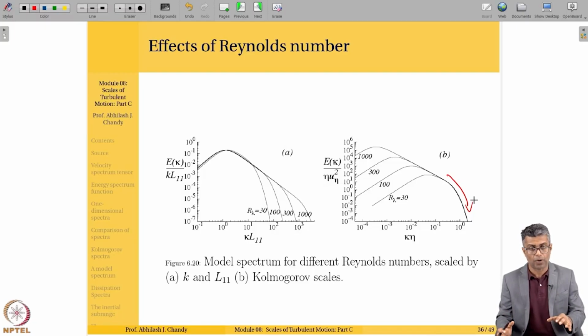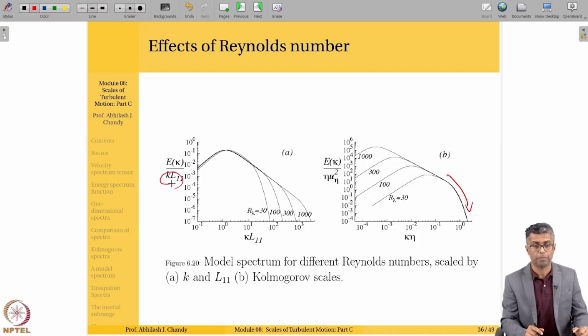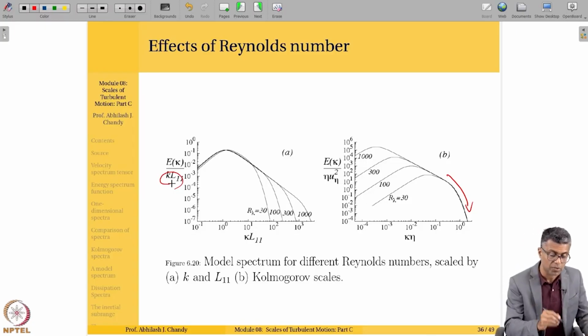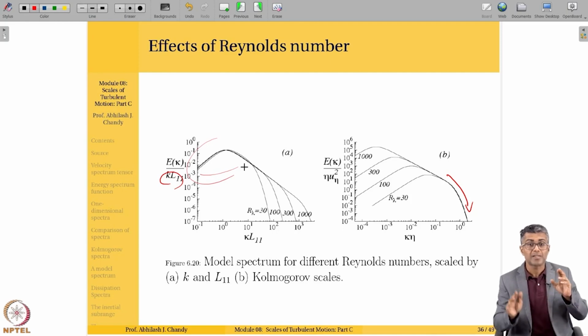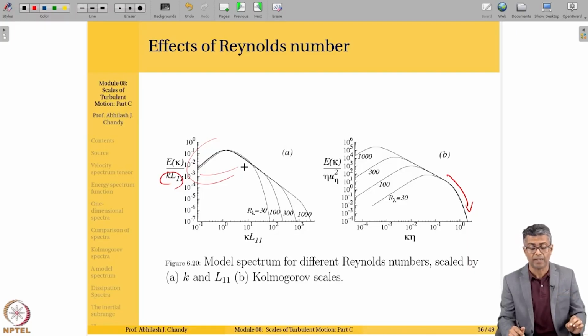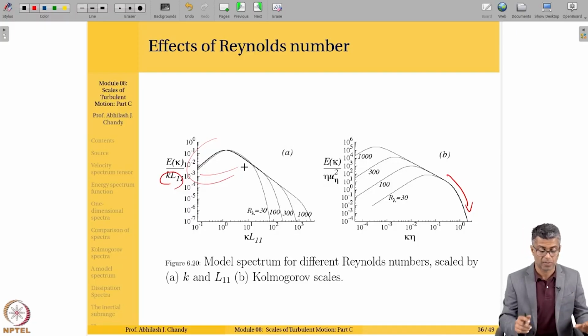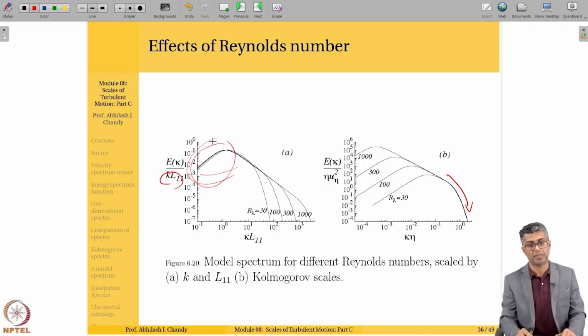Whereas on the left side plot, it is not going to be universal because we have normalized it with K L11. You might think that because we have normalized it with K L11, there is some kind of universal behavior here. That is not true. It looks similar. It is not identical. If it was universal, it would be identical. Here, it is similar. That is all we can say. I am talking about the large scales, right? This is the energy containing range. They look similar, but they are not the same. They are not identical.